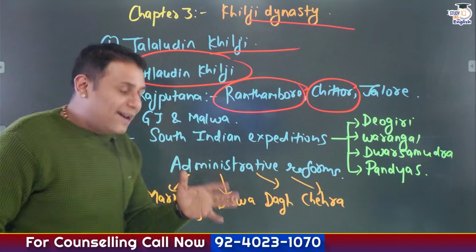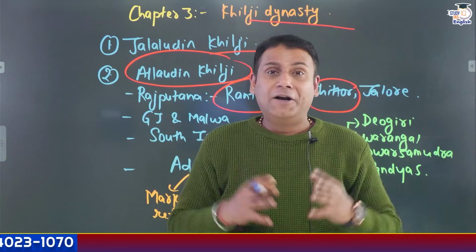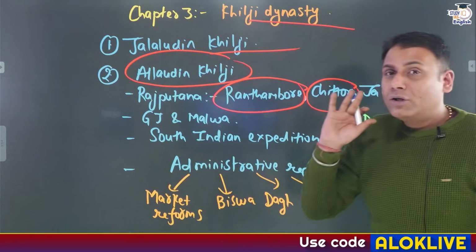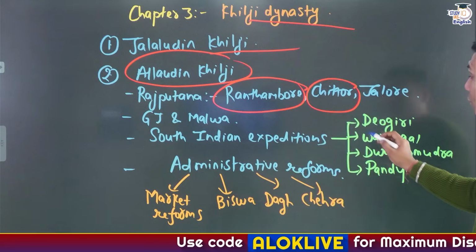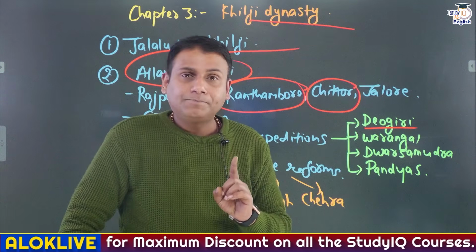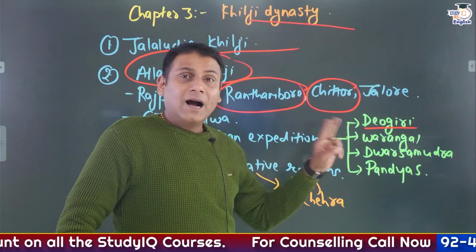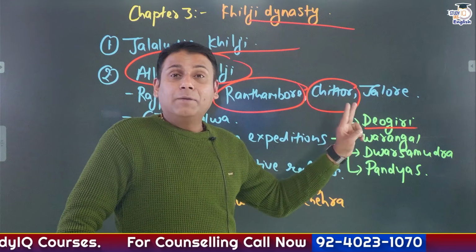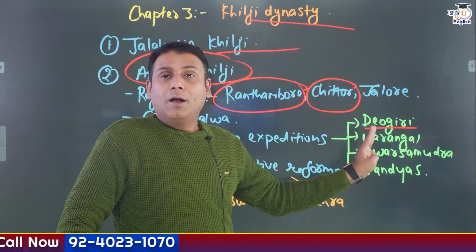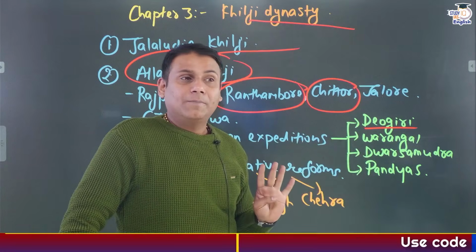The South Indian expeditions of Alauddin Khilji were led by one of his able military commanders. His name was Malik Kafur. So study about the expeditions of Malik Kafur, precisely Devgiri or Daulatabad against Ramchandra Dev, Warangal, the Kakatiyas of Warangal, where he defeated Prataprudra Dev. Then Dwarasamudra, whose ruler, Veer Ballal III, was also defeated, and the Pandyas.